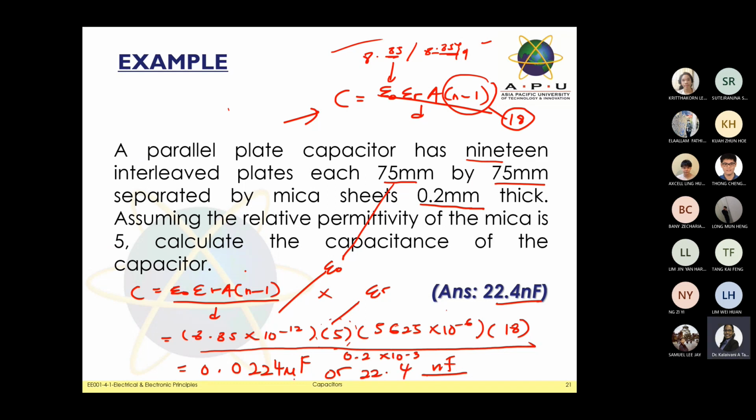Either you go on with micro, you convert it into micro, or you come up with nano. Since the answer in the slide they gave is in nano, I will accept the nano answer, and at the same time I will also accept the micro answer. Why? Because they're not specific for you. The answer should be in nano, but those who did it in micro will also be accepted, and those done in nano will also be accepted. So today's class we stop here.